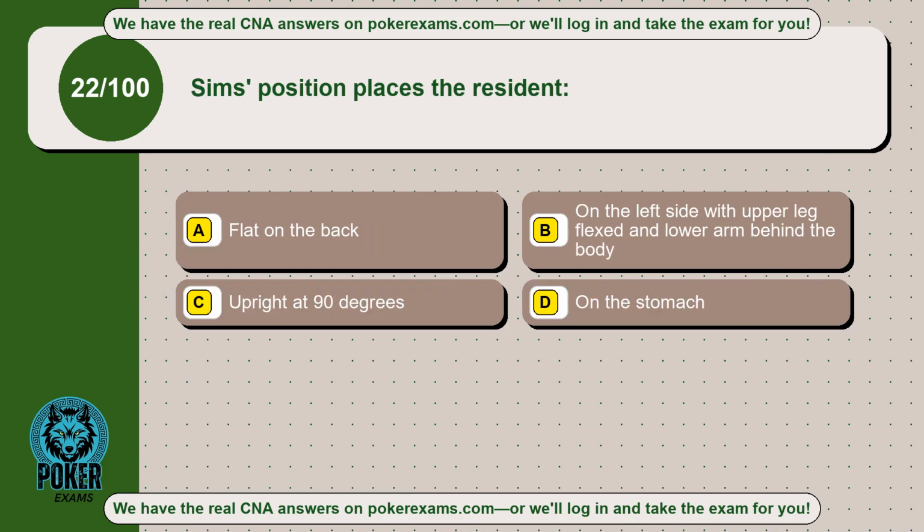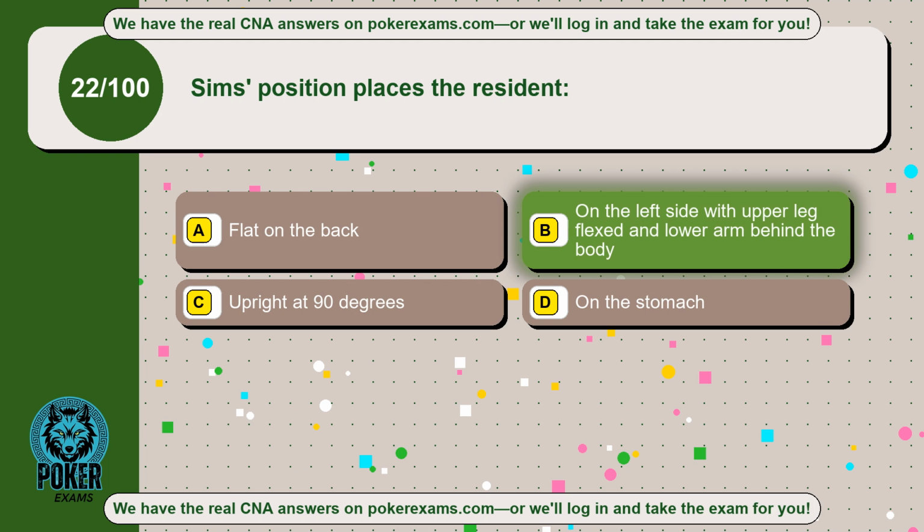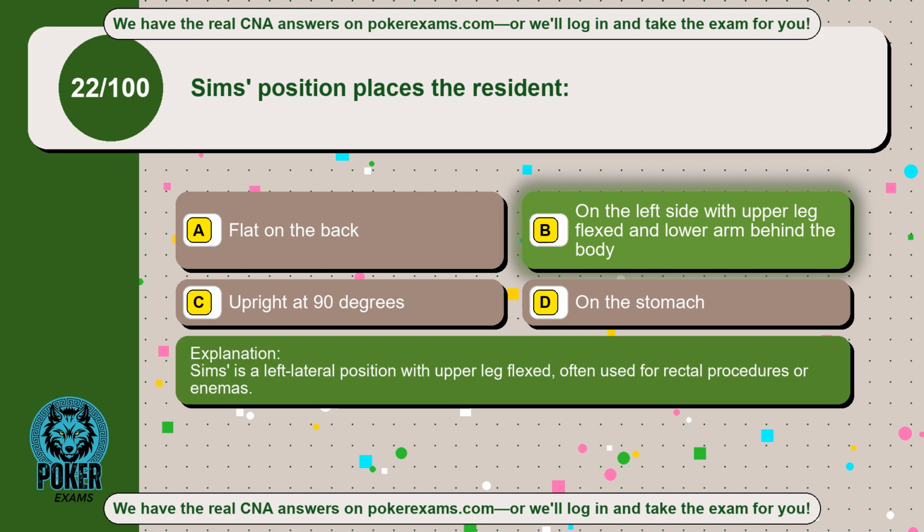Question 22. Sims position places the resident: Option A, flat on the back. Option B, on the left side with upper leg flexed and lower arm behind the body. Option C, upright at 90 degrees. Option D, on the stomach. The correct answer is option B. On the left side with upper leg flexed and lower arm behind the body. Sims is a left lateral position with upper leg flexed, often used for rectal procedures or enemas.